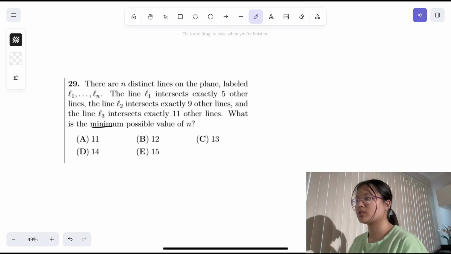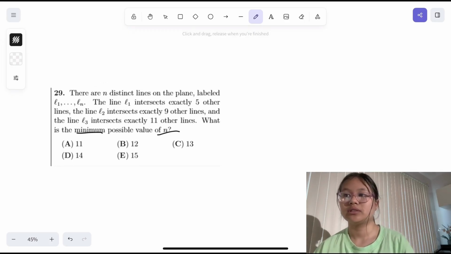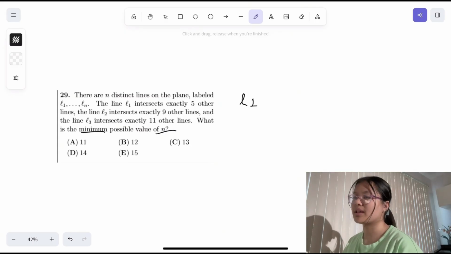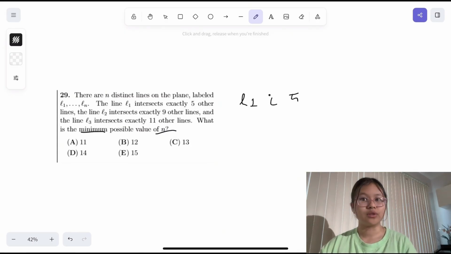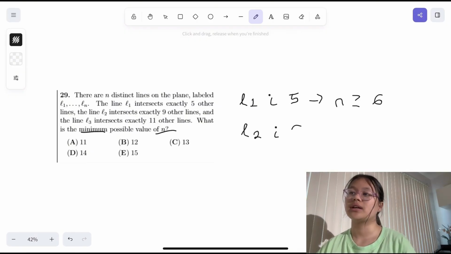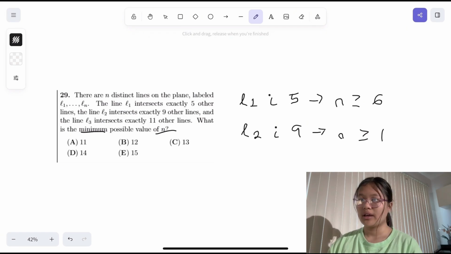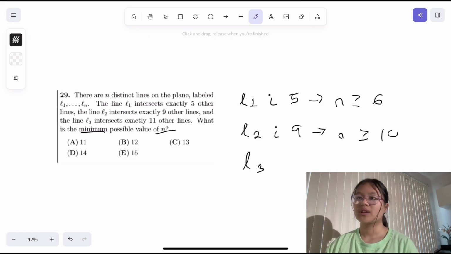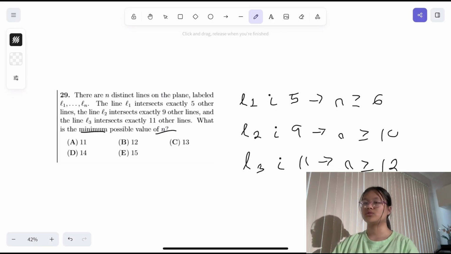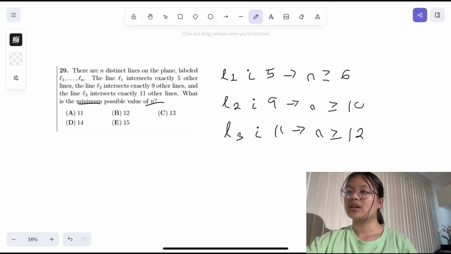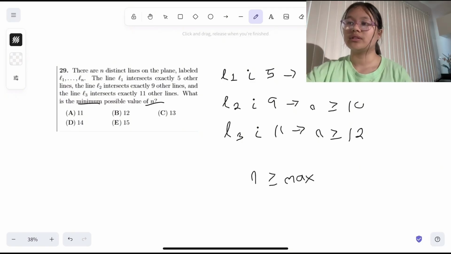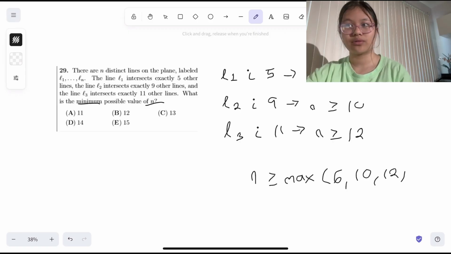Okay, so L1, which intersects, I'm going to put I for intersects, 5 lines. So that means n has to be greater than or equal to 6. L2 intersects with 9 lines, so n has to be greater than or equal to 10. L3 intersects with 11 lines, so n has to be greater than or equal to 12. And then n has to be greater than or equal to the max of 6, 10, and 12.